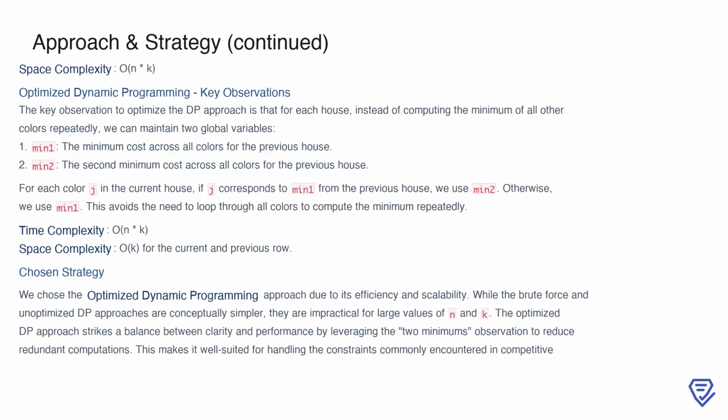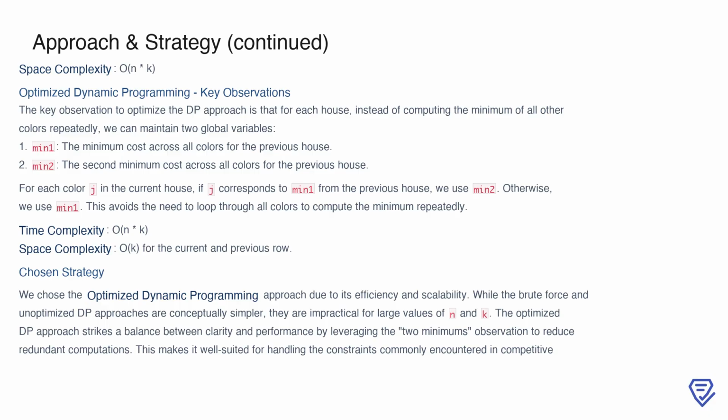For each color j in the current house, if j corresponds to min1 from the previous house, we use min2, since min1 would violate the constraint of adjacent houses having different colors. Otherwise, we use min1. This eliminates the need to loop through all colors to compute the minimum repeatedly, drastically improving performance. The time complexity of this optimized approach is reduced to O(n * k), and the space complexity is reduced to O(k), as we only need to store the costs for the current and previous rows.